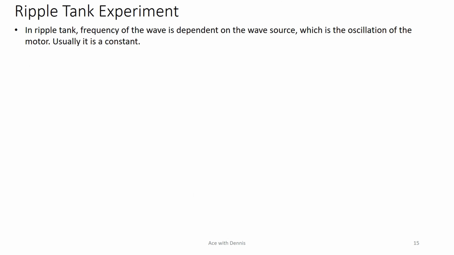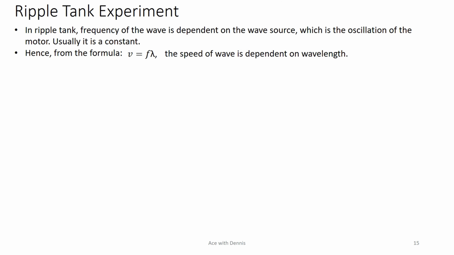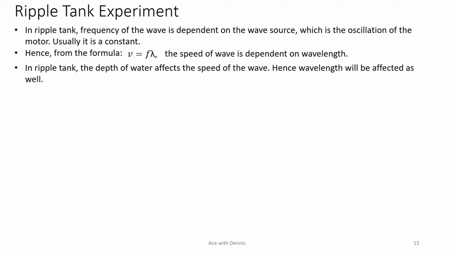In a ripple tank, the frequency of the wave is dependent on the wave source, which is the oscillation of the motor. Usually, it is a constant. Hence, from the formula v equals f lambda, the speed of the wave is dependent on the wavelength. In a ripple tank, the depth of water affects the speed of the wave. Hence, wavelength will be affected as well.